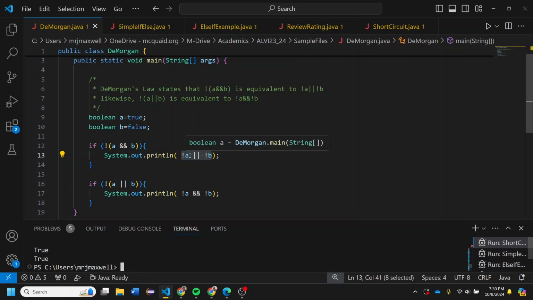Not A, which is true, but what's not A is false. And what's not B, which is false, gets evaluated to true. Again, the two expressions are equivalent. Likewise, not A or not B is equivalent to not A and not B. In every single combination of A and B, this is true.